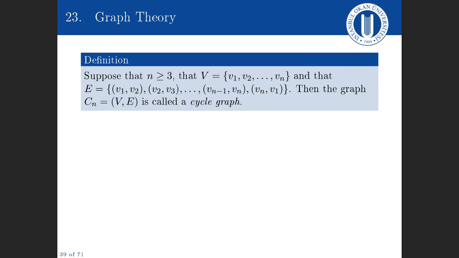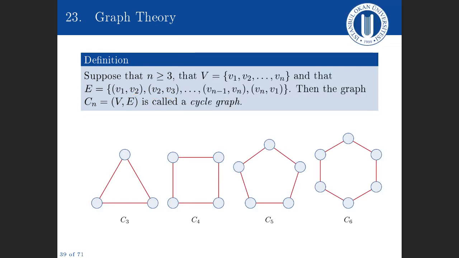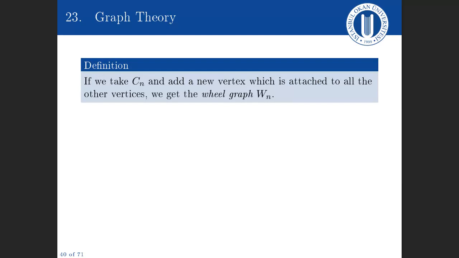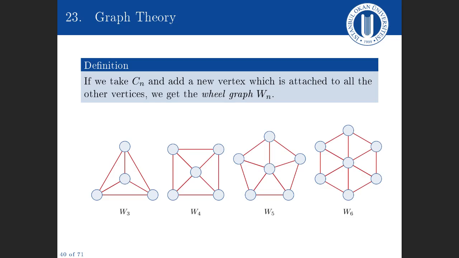This type of graph is called a cycle graph, and it looks like these. We call these Cn. This is C3, the cycle graph with 3 vertices, then C4, then C5, then C6, etc. If we take Cn and we add a new vertex, which is attached to all of the other vertices, then we get a type of graph which we call a wheel graph, Wn. So take Cn and add another vertex in the middle and then connect that vertex to all of the other ones. We get W3, W4, W5, W6, etc.